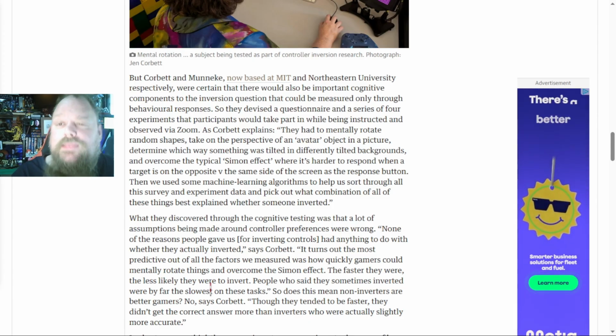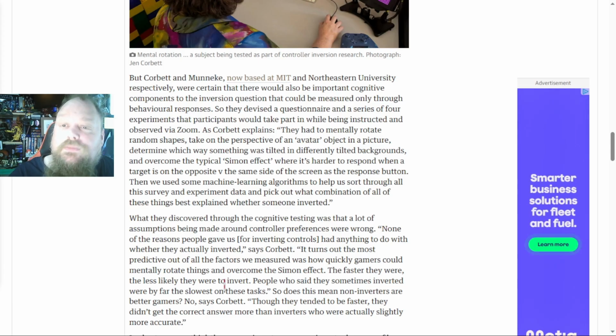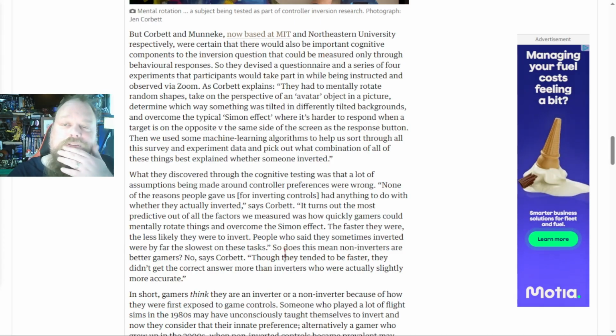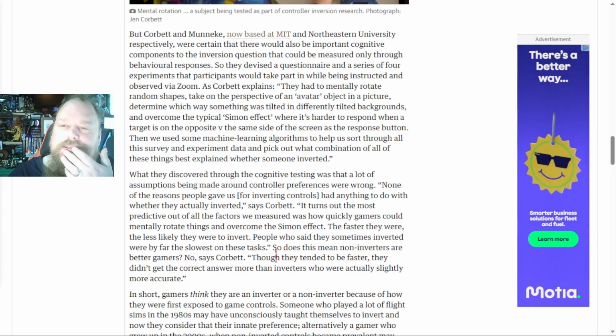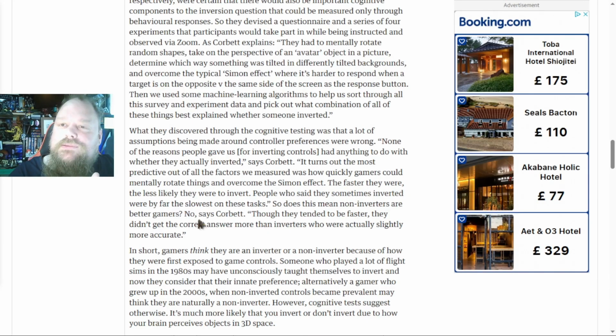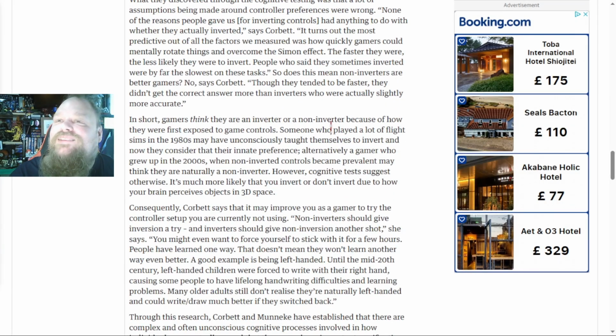The faster they were, the less likely they were to invert, apparently. People who said they sometimes inverted were by far the slowest on these tasks. Okay, so sometimes inversion meant that you were slower. So does this mean that non-inverters are the better gamers? No, says Corbett. Though they tended to be faster, they didn't get the correct answer more than inverters, who were actually slightly more accurate. In short, gamers think they are an inverter or a non-inverter because of how they were first exposed to game controls.